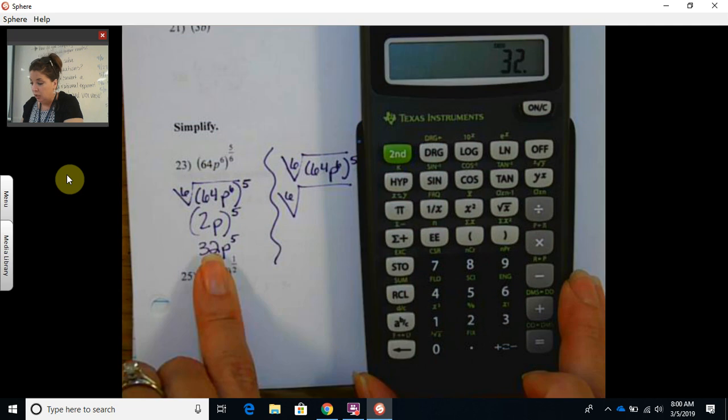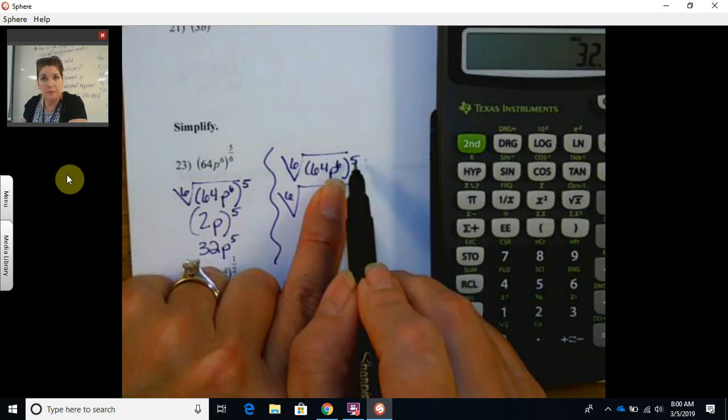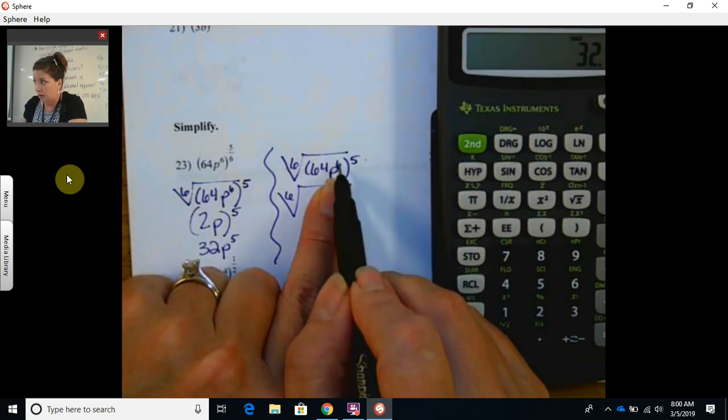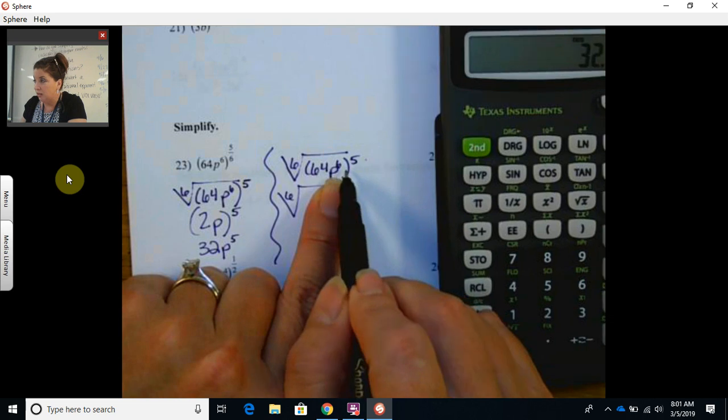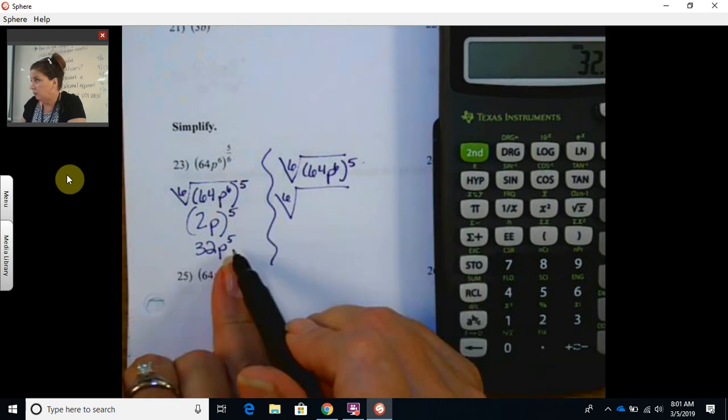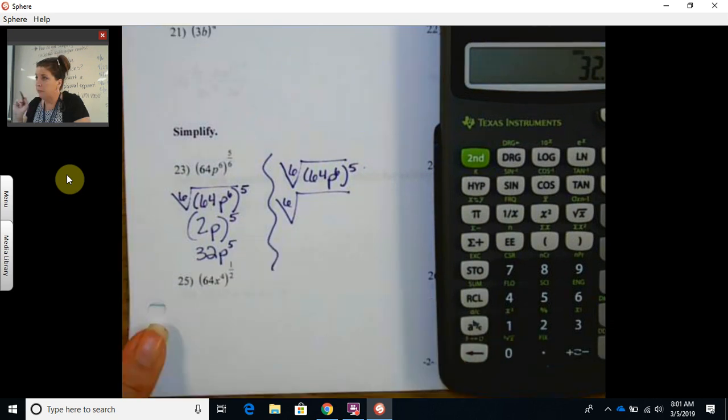P to the 6th raised to the 5th power would be p to the 30th, because remember the exponent rule: power to a power, you multiply. And so p to the 30th, the 6th root of that would be p to the 5th. But the way I did it just gave me smaller numbers. It doesn't matter which one you do first, but you just have to do both.